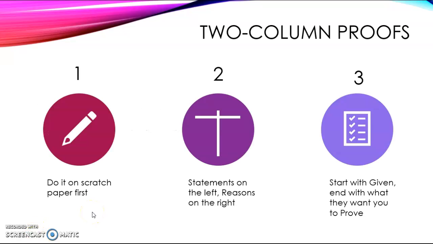So these are my three main tips for writing two-column proofs, and this is geared mostly for a class where you have to fill in the blank for a proof. I'd recommend doing it on scratch paper first, always. On the left side of your proof is going to be the statements, on the right side is the reasons. And you're also going to want to start with what's given and end with what you're trying to prove. I'll reference these tips when we go through some examples here.